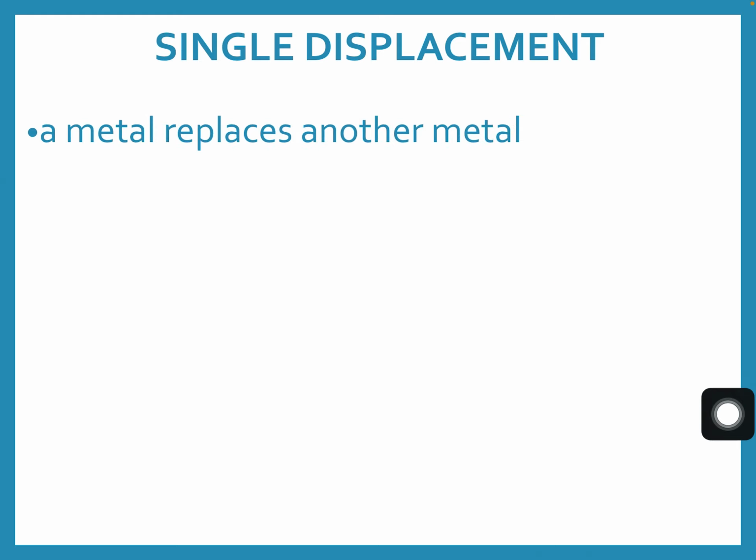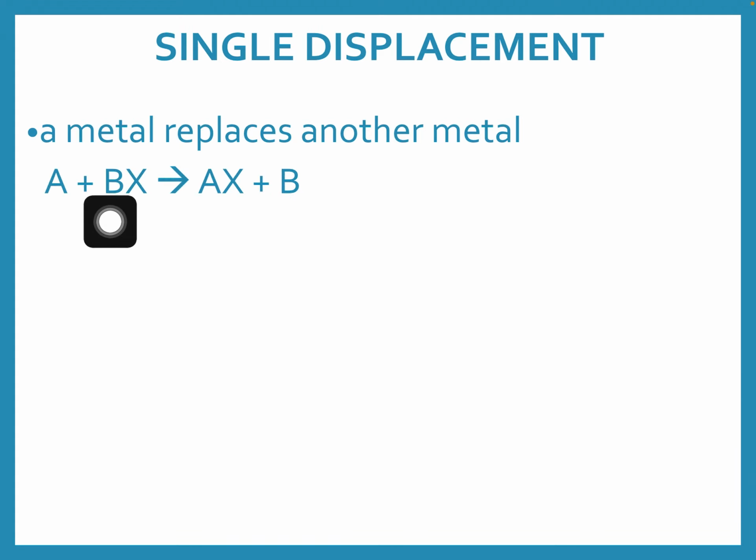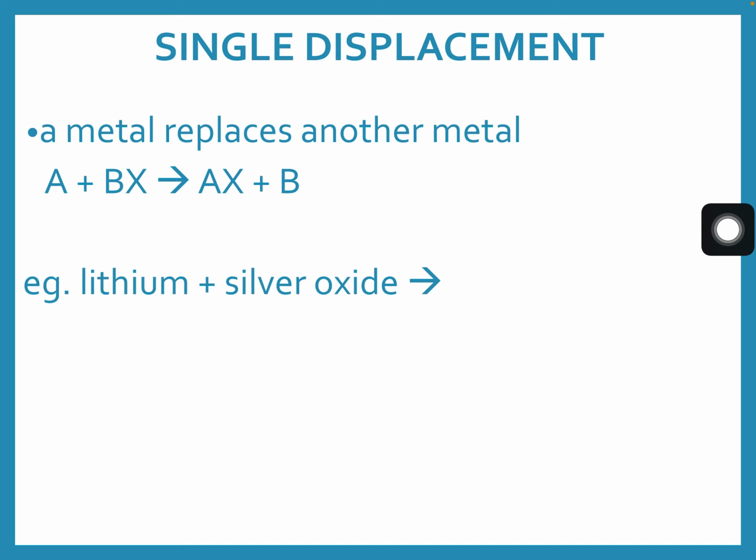So if we have a metal element, then that can replace another metal element. Metals in a compound are always written first. So if we have a metal, that's written first in the compound. This metal is more reactive, so it's going to kick B out, and now that is paired with the other element in the compound. Because it's metal, it comes first. So an example is lithium and silver chloride. Lithium is going to kick out silver, so that silver is now on its own as an element, and lithium chloride is the new compound that is made.